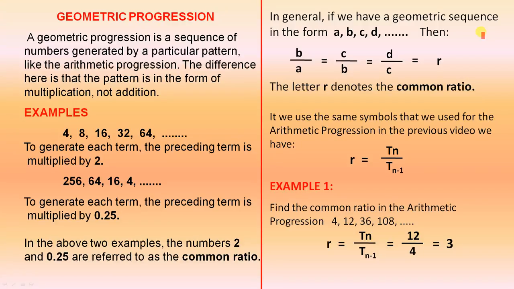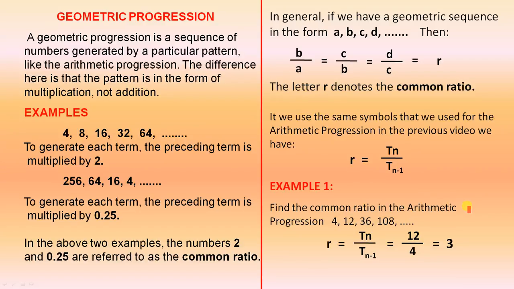In general, if we have a geometric sequence in the form A, B, C, D, etc., then B over A equals C over B, which equals D over C, and so on, and that equals R. The letter R denotes the common ratio. If we use the same symbols that we used for the arithmetic progression in the previous video, we have that R equals Tn over Tn minus 1. In other words, the common ratio is any term in the progression divided by the term preceding it, or the term before it, and that gives you the common ratio.